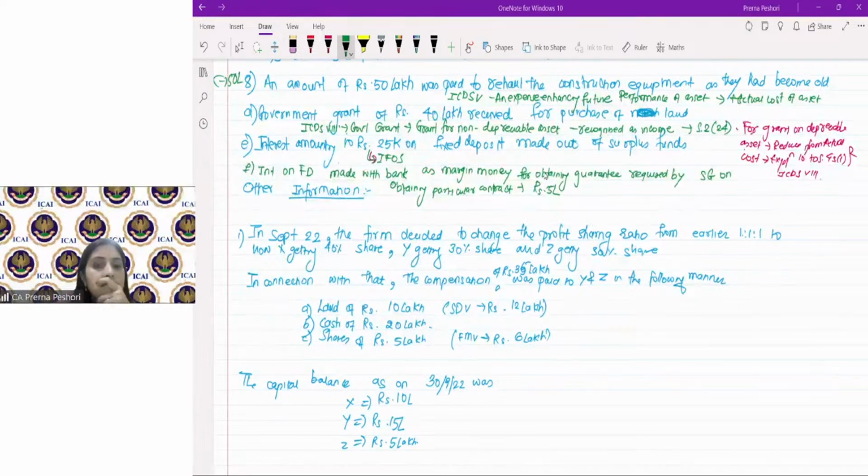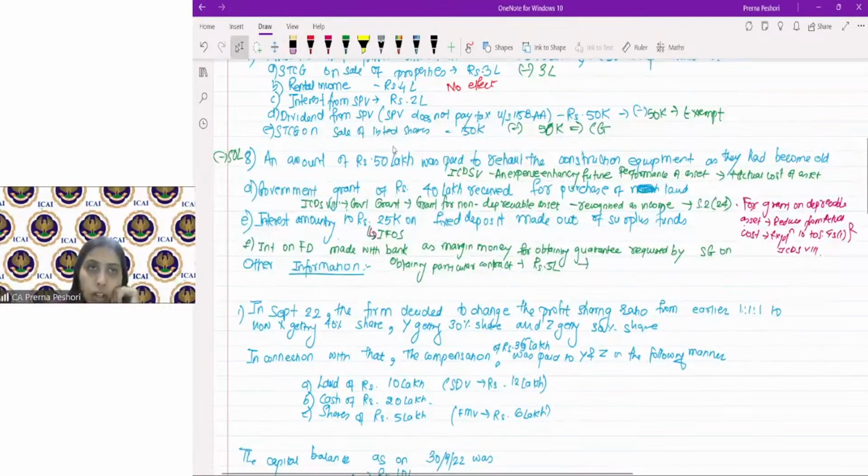Yes, Kaushiki, correct. So this will be PGBP and not income from other sources. Now you will ask, ma'am, why the difference? Because in the first case, when the surplus money was deposited, you said that this is going to be income from other sources, and now you are saying that no, this is going to be PGBP because it's margin money.